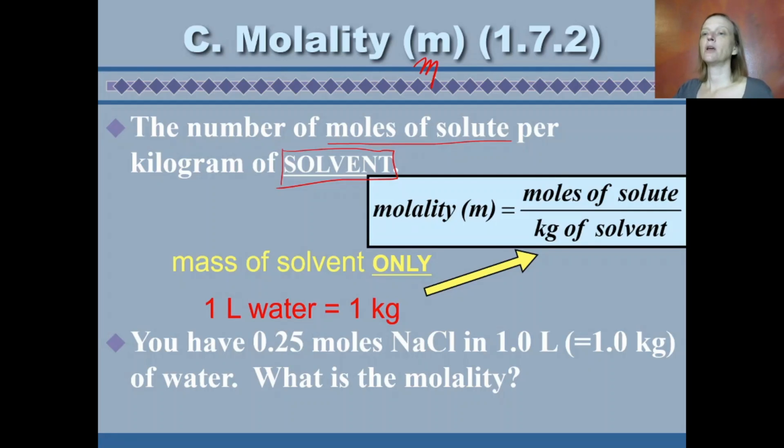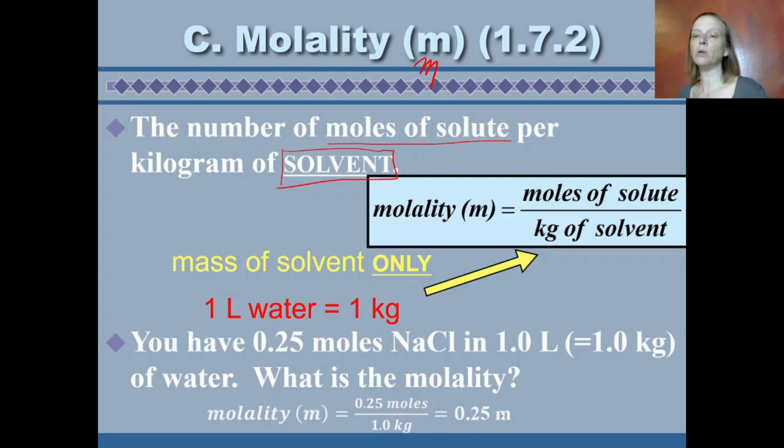Using the equation, molality equals moles of solute divided by kilograms of solvent. We put the 0.25 moles on top and the 1 kilogram of solvent in the denominator, and the division problem gives us 0.25 molal. With that lowercase m. Do not use a capital M here. It will get marked wrong. Units are important, so make sure that you're keeping track of what you're doing.